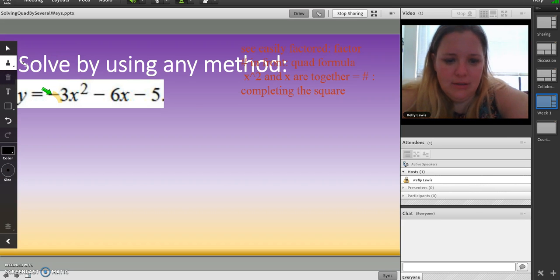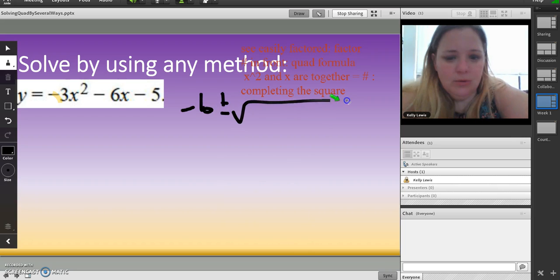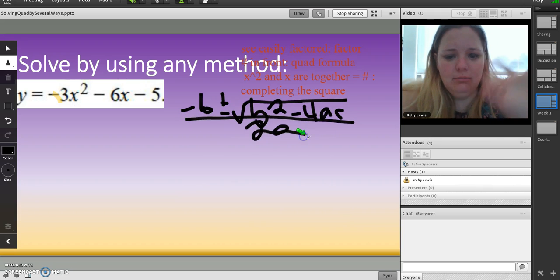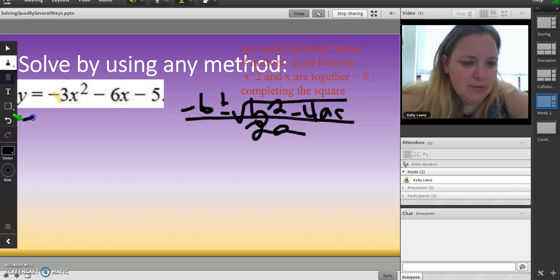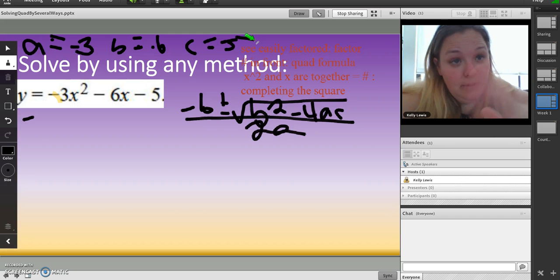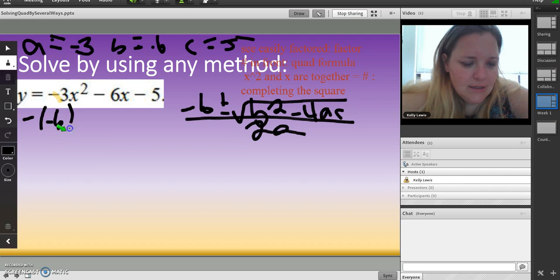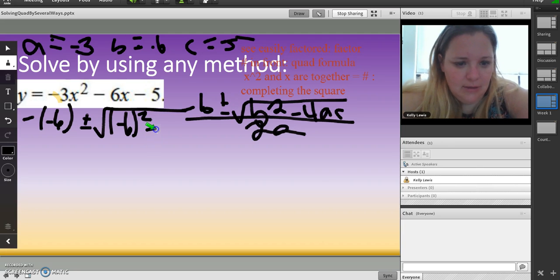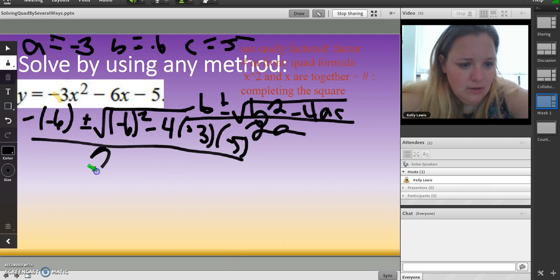The quadratic formula is negative b plus or minus the square root of b squared minus 4ac, all over 2a. So a is negative 3, b is negative 6, c is negative 5. It's an ugly negative 5, but it's a negative 5. Negative 6 plus or minus the square root of b squared minus 4ac. This is horrible, all over 2a.